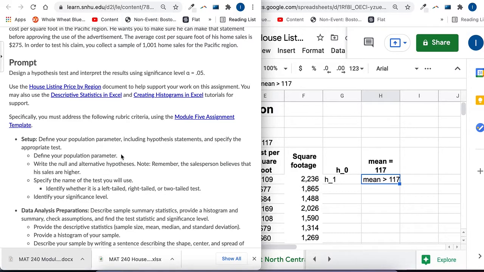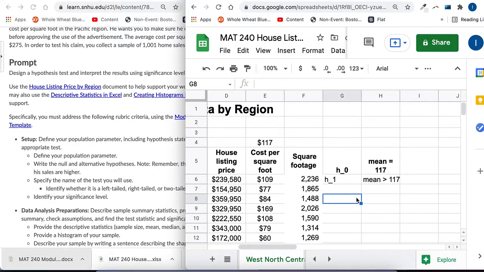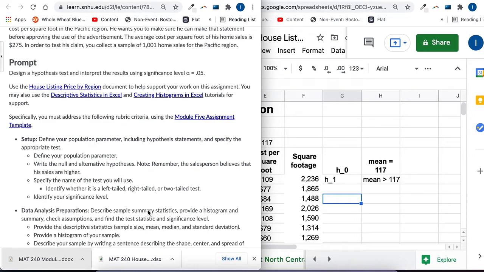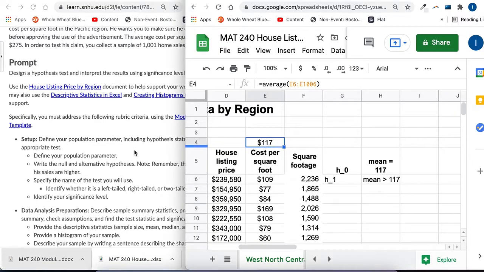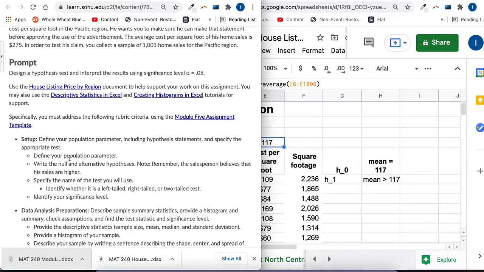Okay, we defined our population parameter. Actually, to be more explicit there, the population parameter would be the population mean for the region, which is something we don't know. It's just something we have to estimate with our sample. So our population parameter, we're estimating it with our 1001 samples. I just estimated my population parameter to be 117. Write a null and alternative hypothesis, which is what I have over here, the null and the alternative.